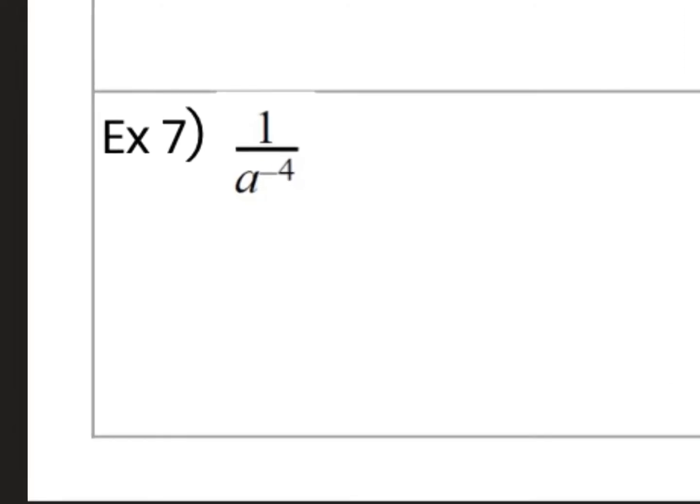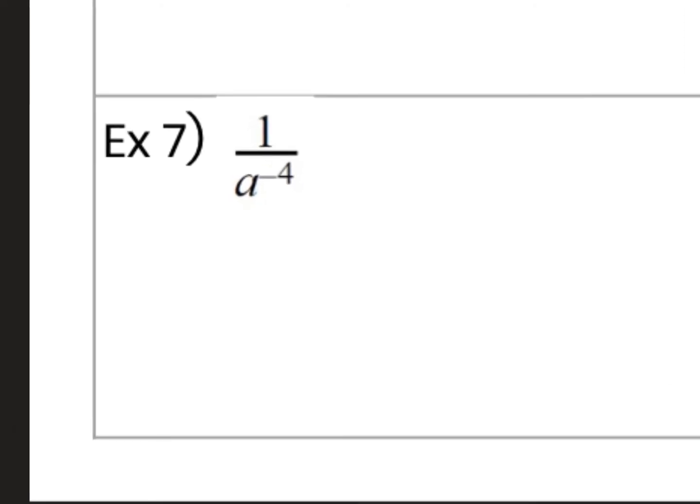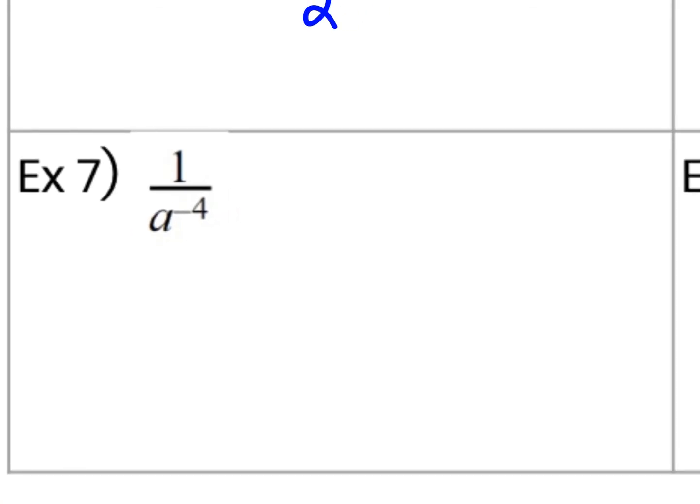Okay, example number 7. I have 1 over a to the negative 4th power. So this time the negative is at the bottom. So if I want that power to become positive, I'm going to switch sides and I'm going to move it to the top. But that 1 still has to be there. So 1 times a to the positive 4th power. But we all know that whenever it's a 1 in front, you don't really need to write it. So you could just write a to the 4th.